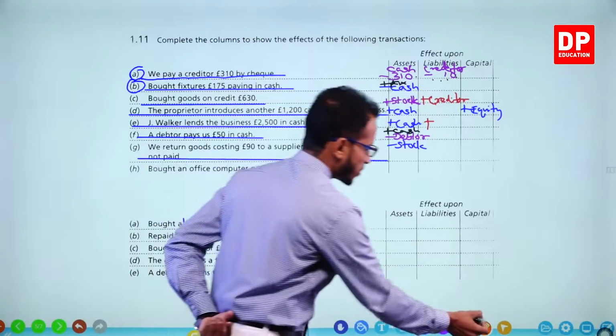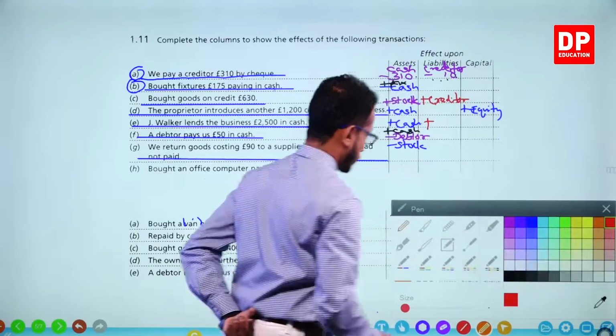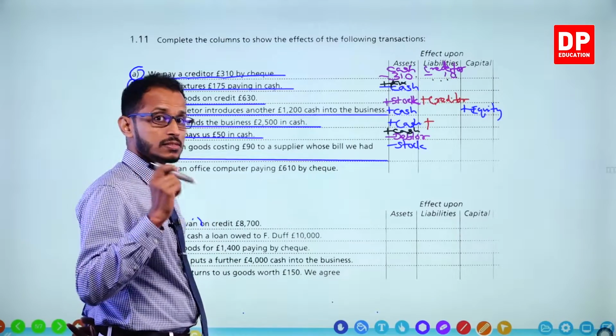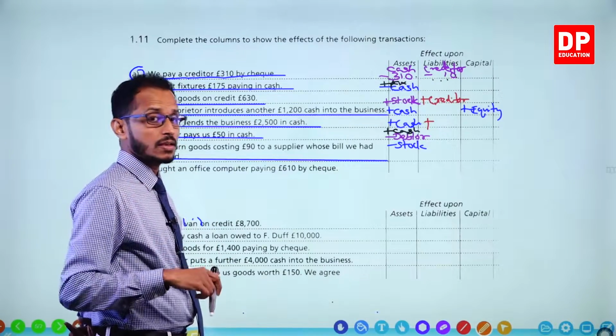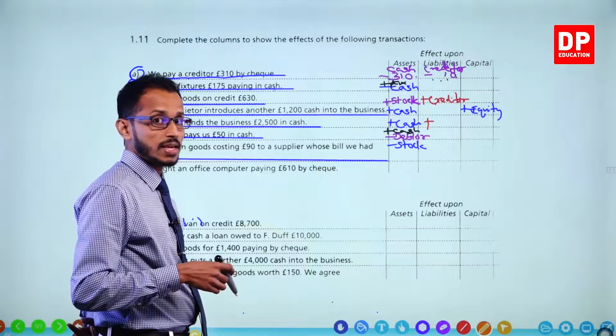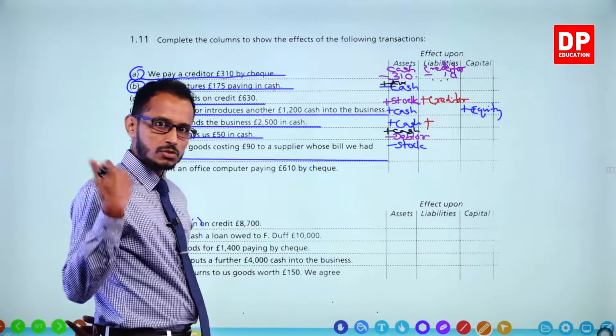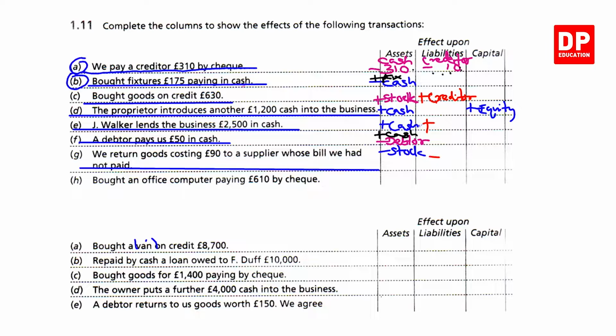But at the same time, children, because the creditors, the suppliers, we are owing them, they become our liabilities. That also decreases because we return the goods back to them. Under liabilities, creditors decrease. Creditors. Under liabilities, creditors decrease.